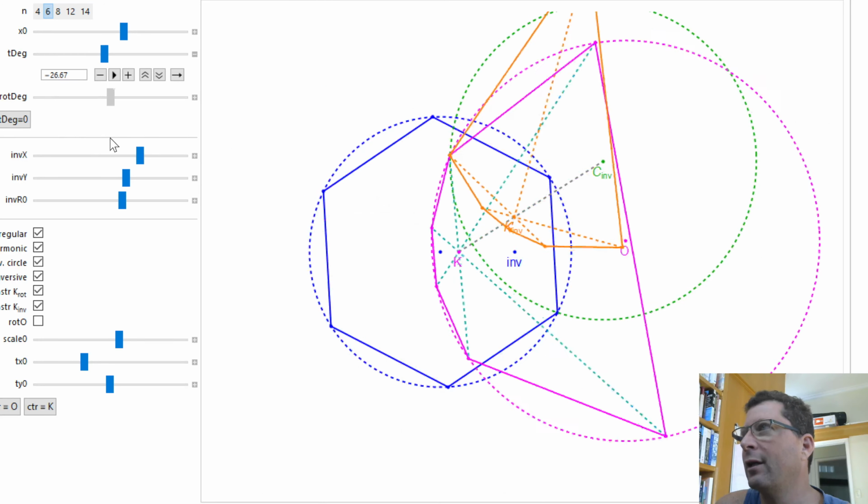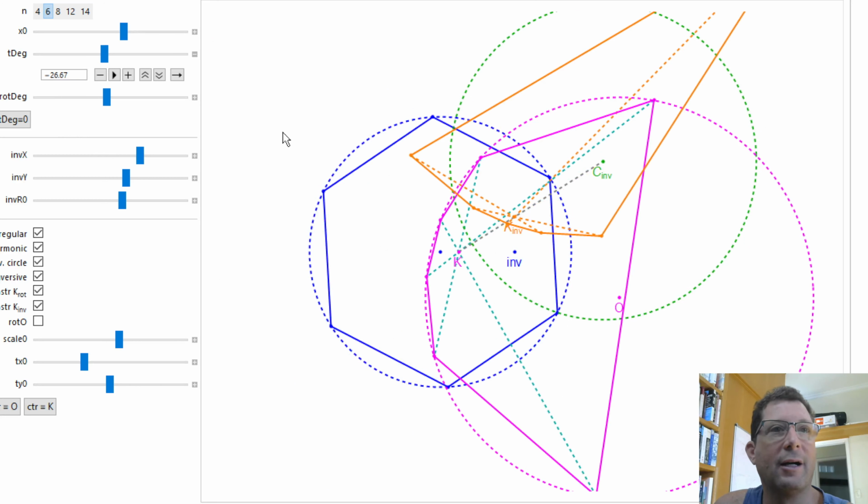Alright, so this is the phenomenon, and I'm going to make sure to leave a couple of references in the description, including Casey's magnificent 1888 book, and a 1945 paper by Sharp about properties of harmonic polygons.